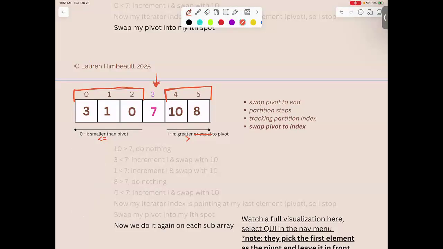7 doesn't move. 7 is like our anchor at the top level that we know doesn't need to move. And then we would do the exact same thing down the other side. And so we would end up with 0, 1, 3, 7, 8, 10. So it's kind of neat how that works.